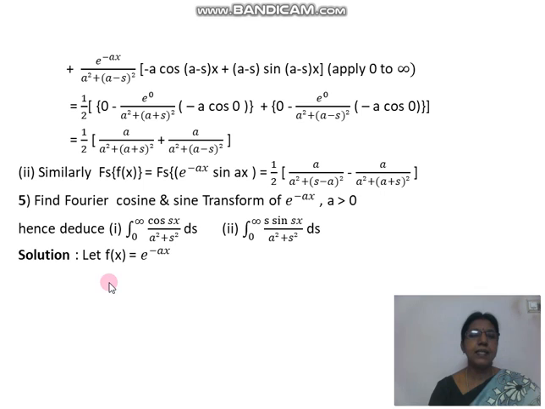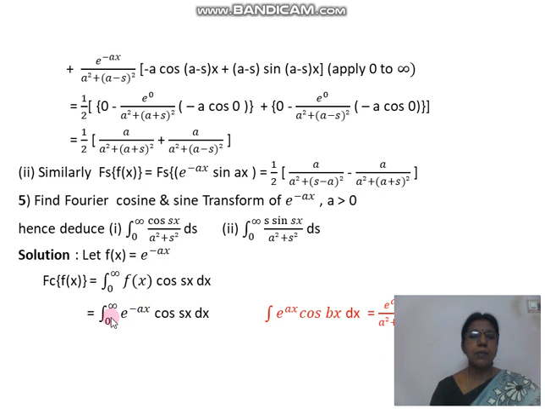See the solution. Let f of x is equal to e power minus ax. Now, first we see the Fourier cosine transform of f of x. The definition is integral 0 to infinity f of x cos sx dx. In the next step, substitute f of x. That is equal to integral 0 to infinity e power minus ax cos sx dx.